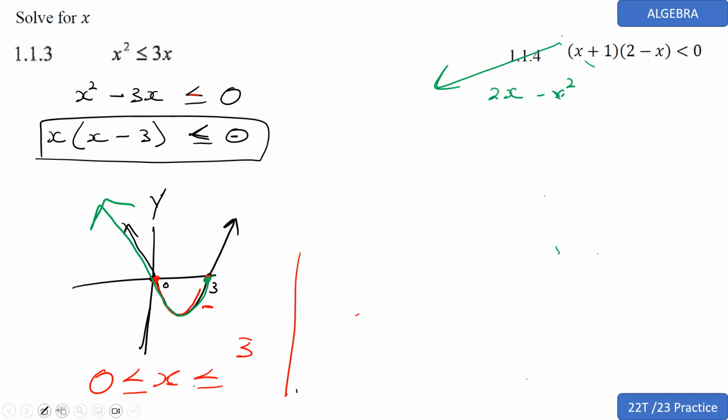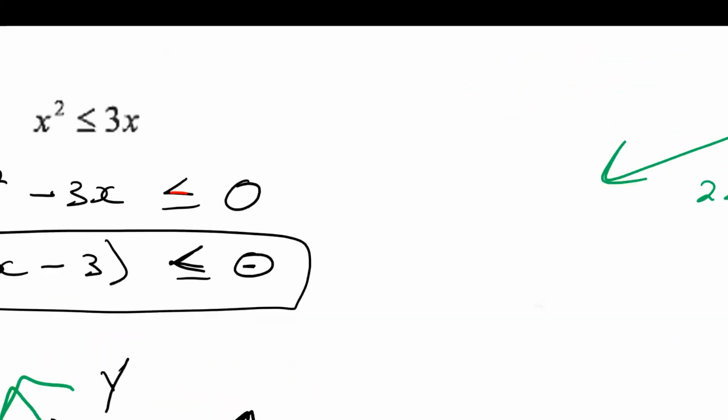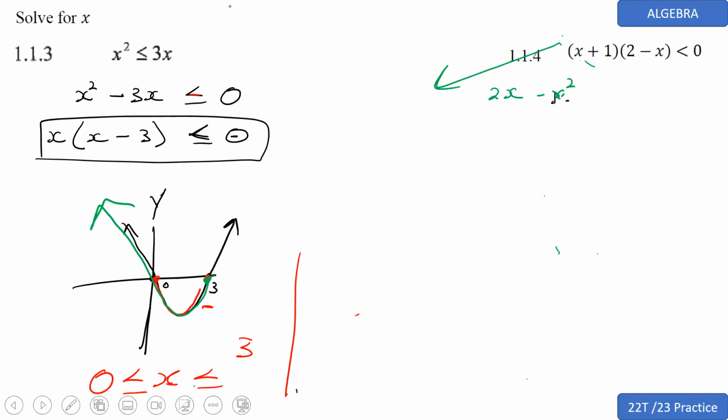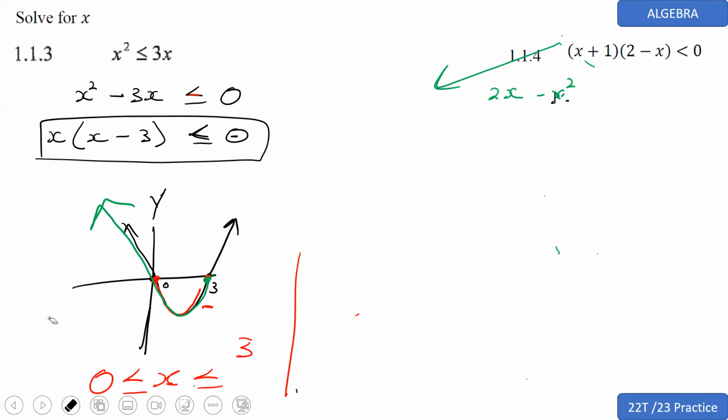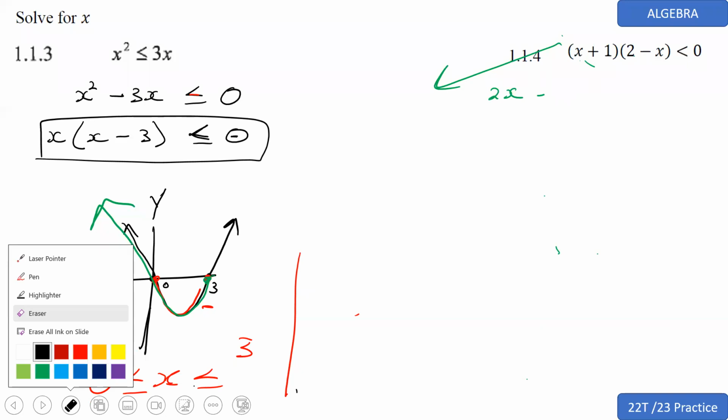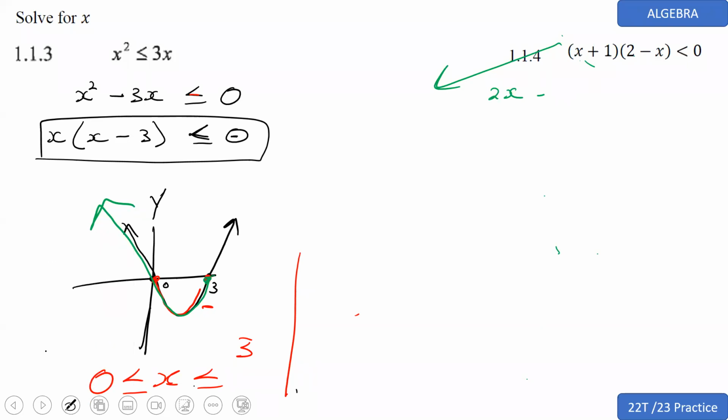Here goes my pen again. Pen is letting me down now. Sorry about that. Now I'm really struggling with this pen. Let's get it right. Okay, hopefully now we'll get somewhere.